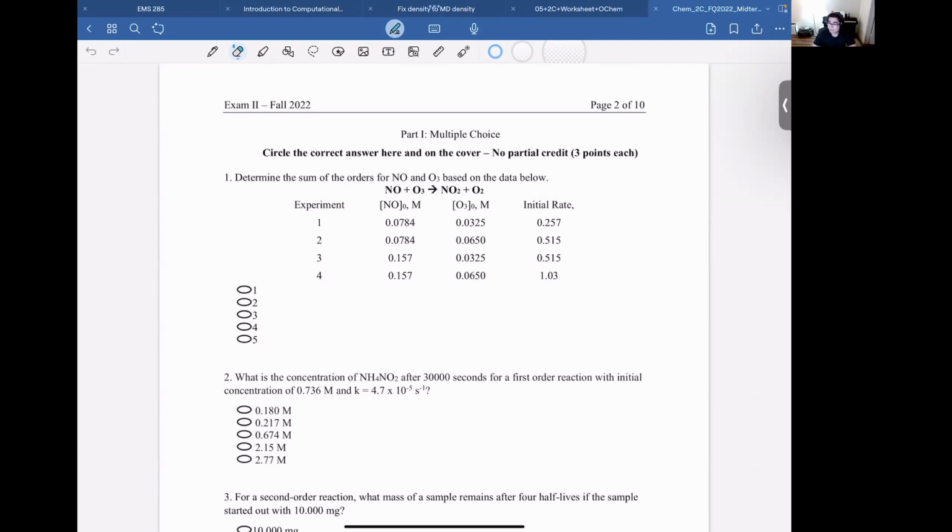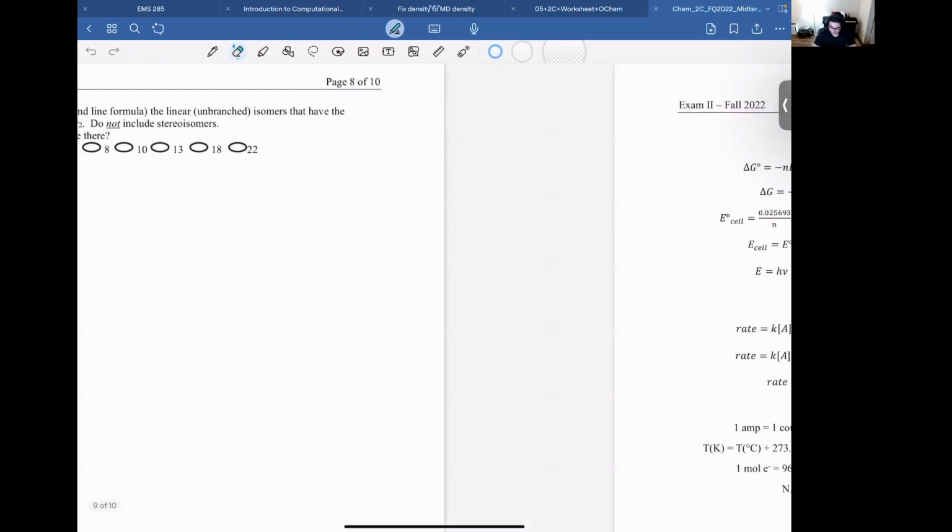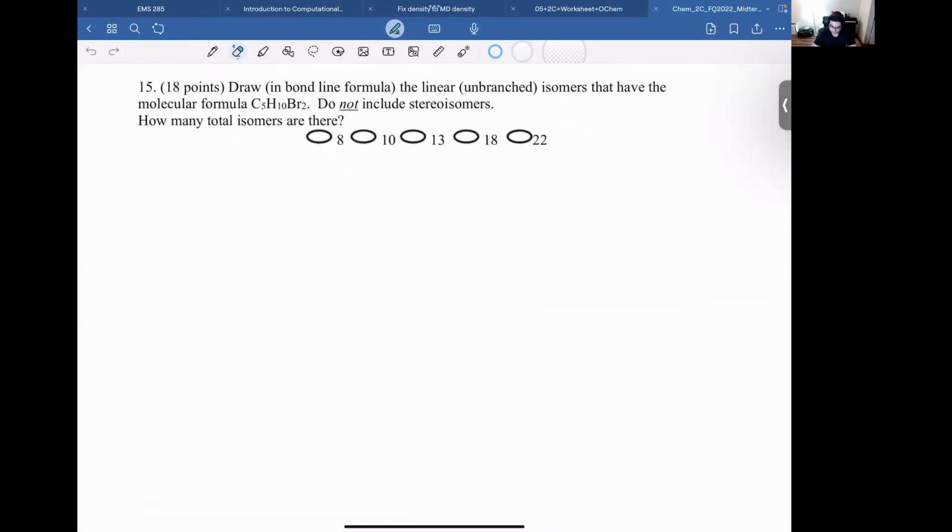Someone said, can you go over the last question of the practice midterm, the one about isomers? This one? Question 15? First midterm, okay. So question 15 says, draw in bond line formula. I thought it was line and angle, but we are drawing carbon chains like this, not Lewis structures. The linear unbranched isomers that have the molecular formula C5H10Br2 and do not include stereoisomers. How many total isomers are there?